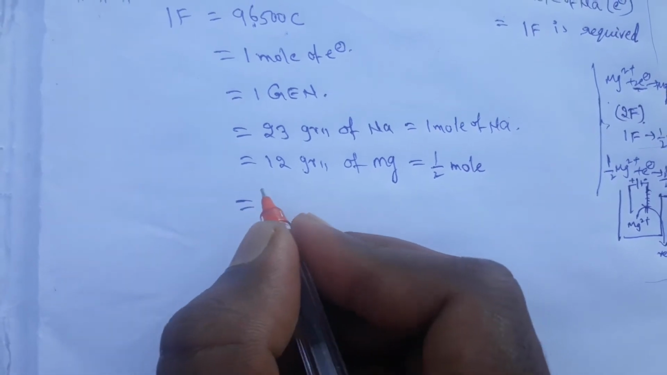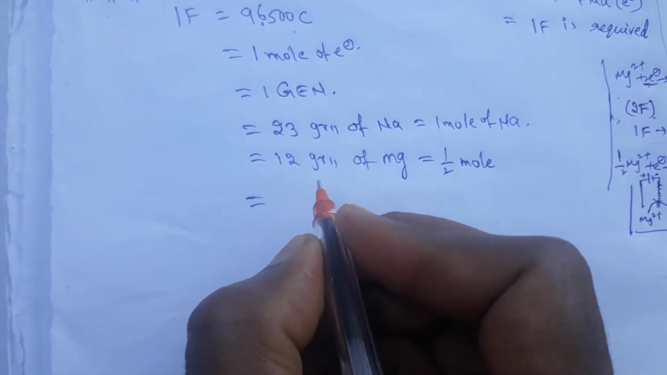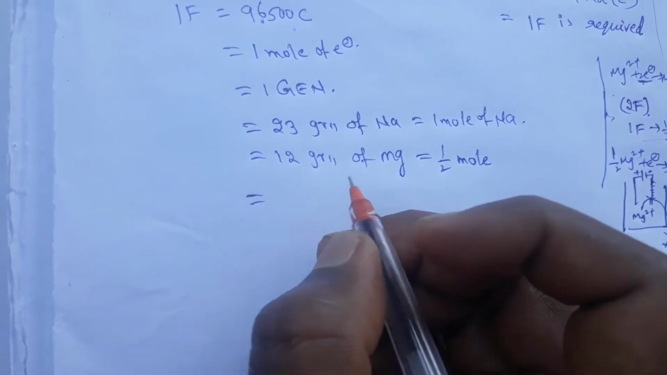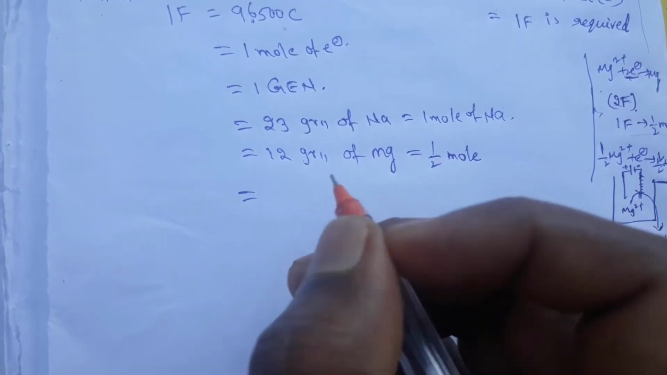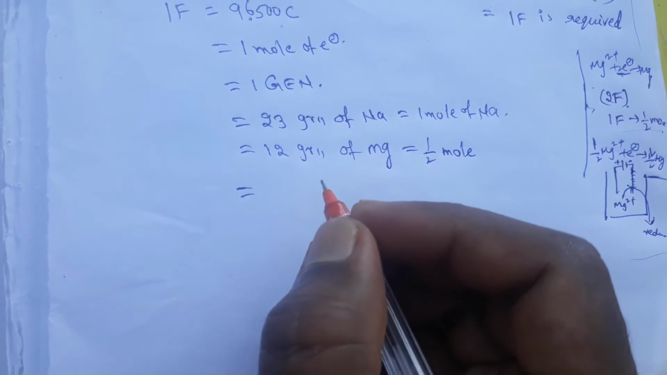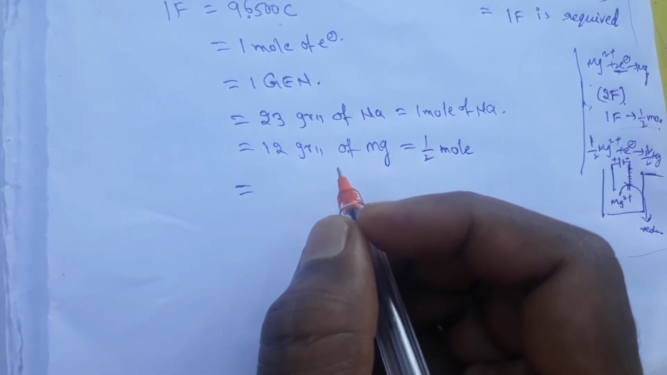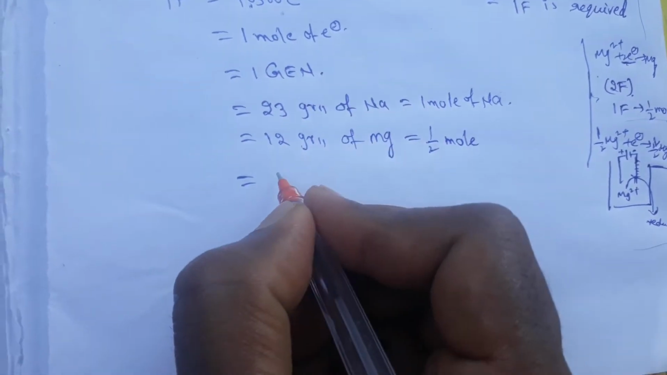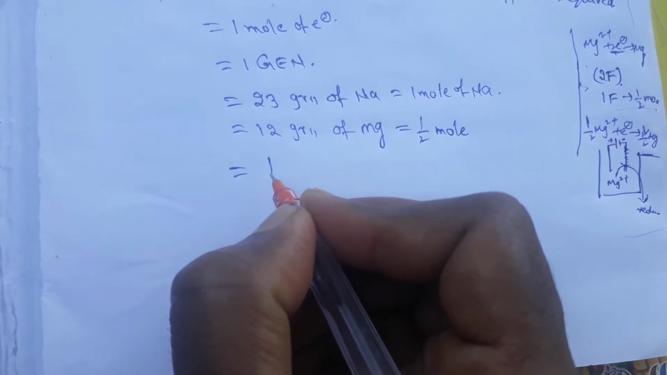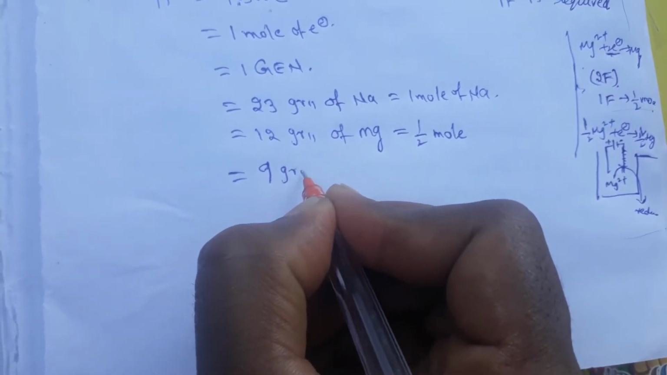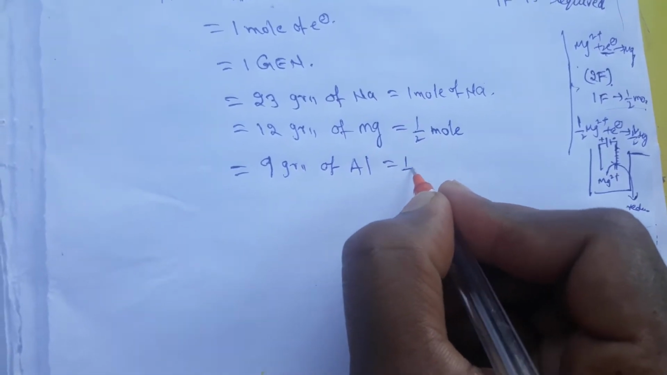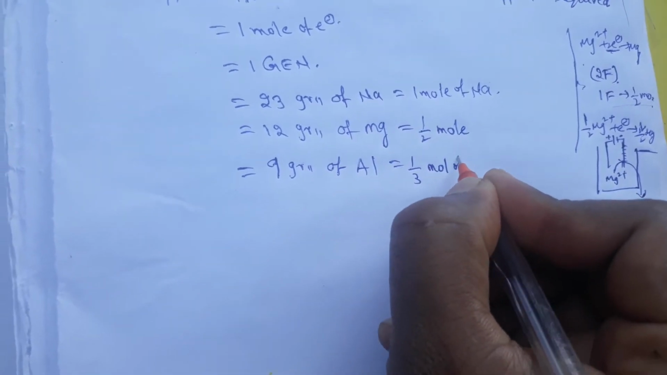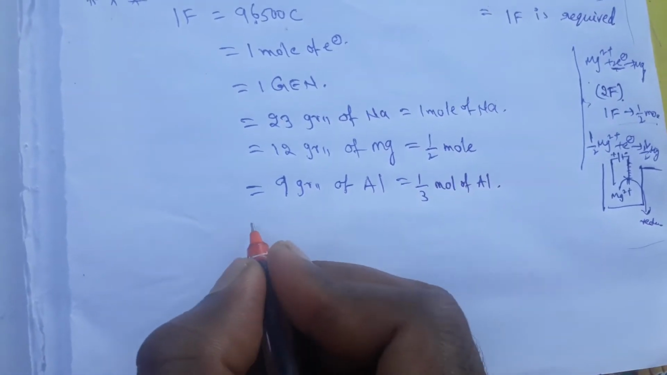So 12 grams of magnesium. If you take aluminium, Al3+ plus 3 electrons gives rise to aluminium. So how many moles do we have to take? Only 1 mole of electrons. For 1 mole of electrons, how much magnesium will be deposited? That is 9 grams of magnesium. Aluminium deposited will be 1/3 mole of aluminium.